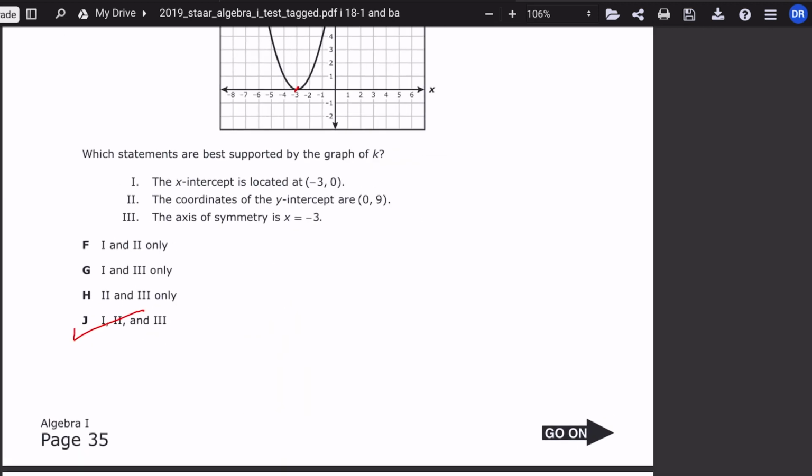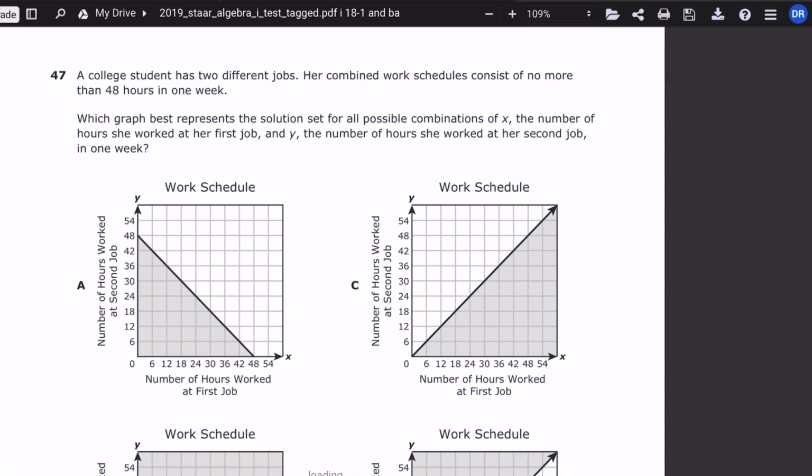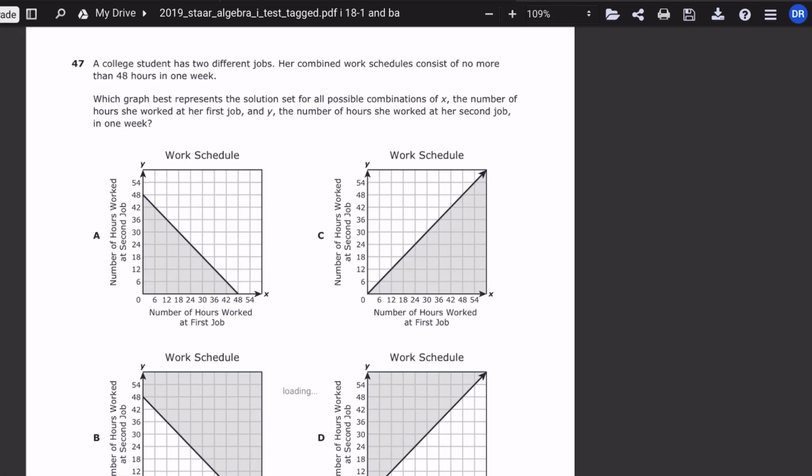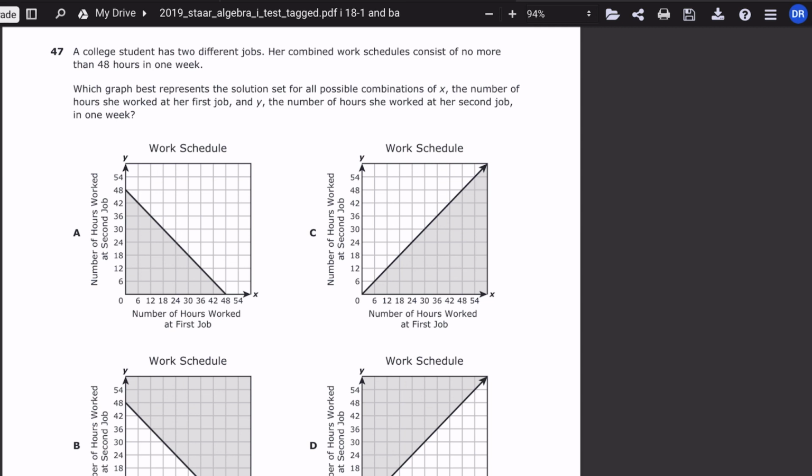47th one, now we'll go into 47th. A college student has two different jobs. Her combined work schedules consist of no more than 48 hours in 1 week. Which graph best represents a solution set for all possible combinations of x, the number of hours she worked at her first job, and y, the number of hours she worked at her second job in 1 week? So here we have to see it is no more than 48 hours in 1 week. So combined work schedules consist of no more than 48 hours.